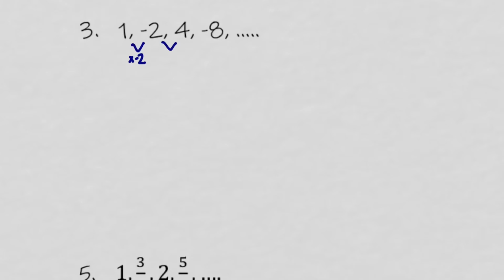-2 times -2 is 4. 4 times negative 2 is negative 8. So this is not adding. We're not going to have it in quadratic. We're not having linear. We have to kind of figure out what this is. But I do know I'm going to multiply by negative 2 to get to my next term.